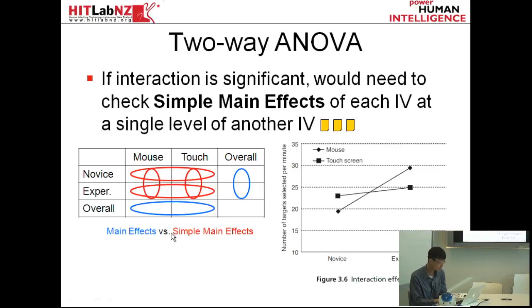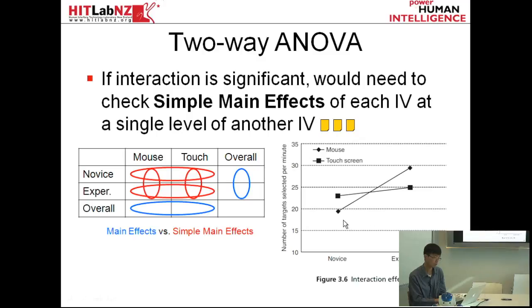So if you put it into a table here, let's say the type of interface was one independent variable, and the level of users' expertise was another independent variable. So far, the main effects we were talking about were these blue circles that we were comparing with. The overall difference between novice and expert, and the overall difference between the mouse and touch.